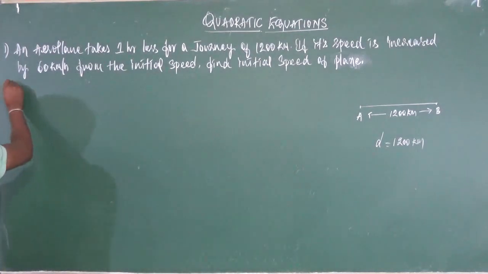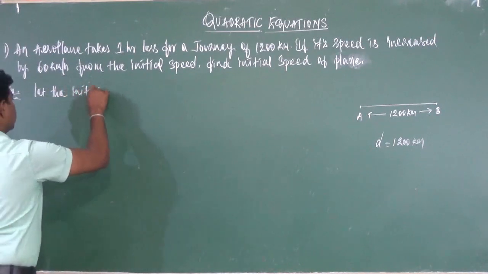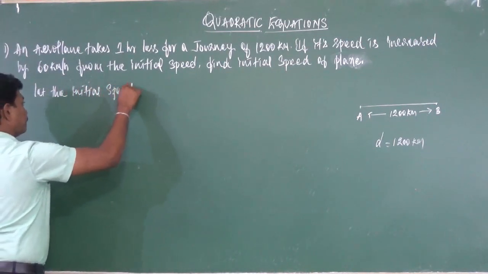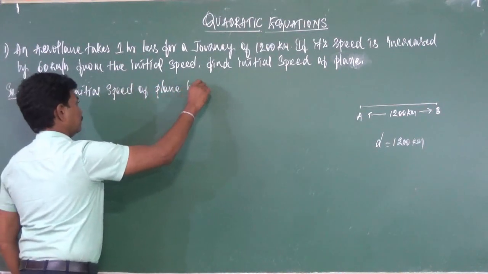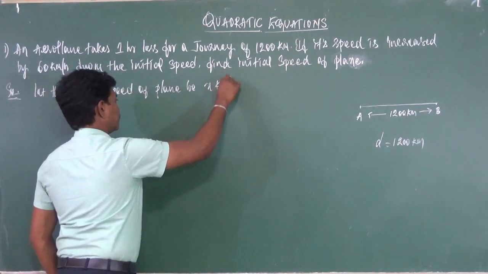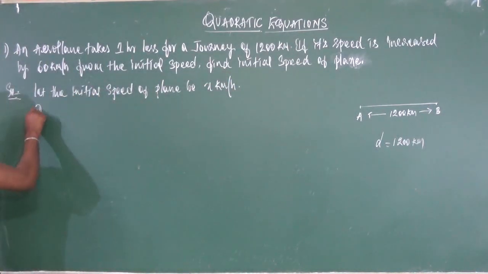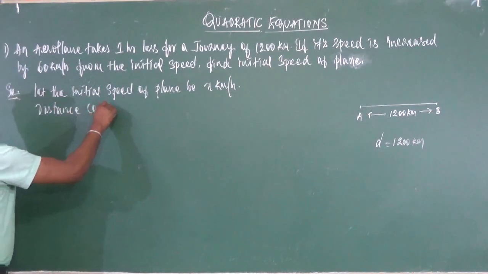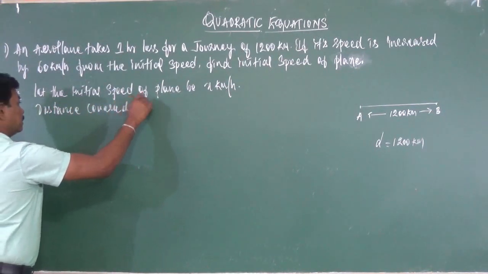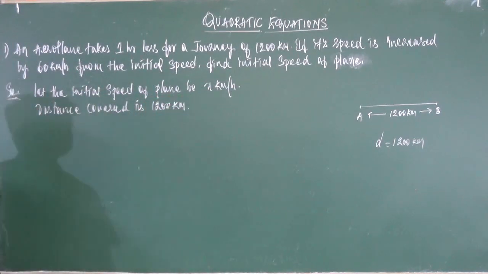So let us guess the initial speed. Let the initial speed of plane be x km per hour. So this is our guessing. So what is the distance covered? Distance covered is 1200 kilometers. The distance is covered, right?